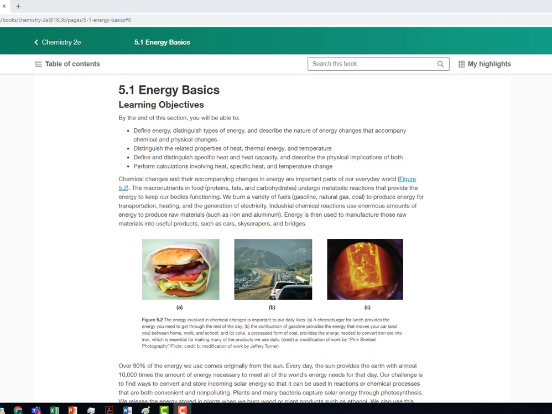I want to talk about some of the learning objectives here. We will be breaking this section down into a few portions, so I will just talk about the learning objectives that we'll cover in this first video. Define energy, distinguish types of energy, and describe the nature of energy changes that accompany chemical and physical changes. Distinguish the related properties of heat, thermal energy, and temperature. And then the remainder of those will be things that we cover in a separate video.